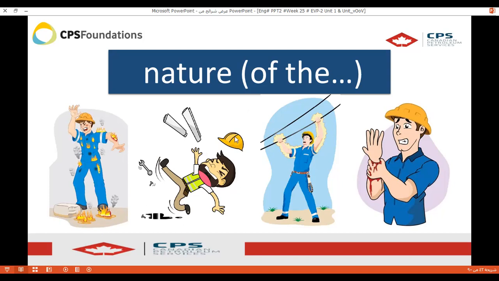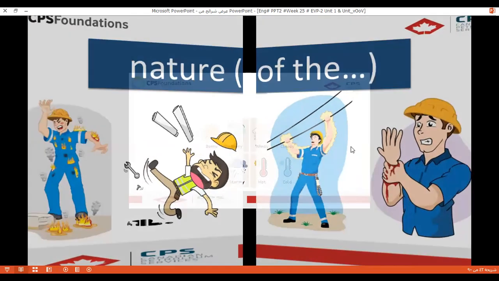What's the nature of this injury? It's a slip, maybe a back injury. What's the nature of this hazard? It's an electrical shock. What's the nature of this injury? It's a cut. The nature of.